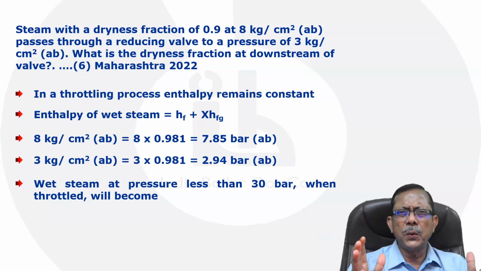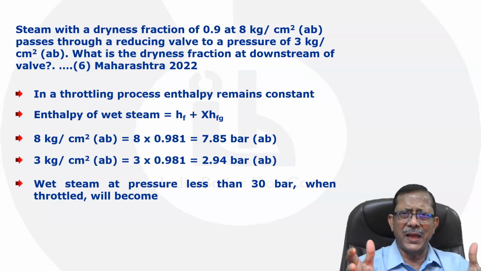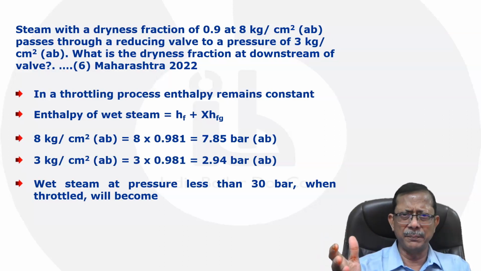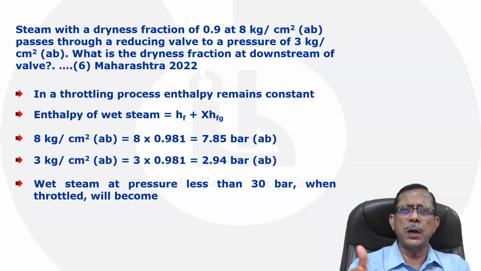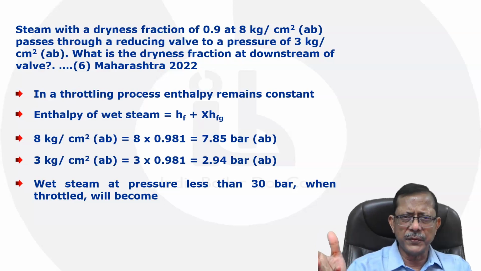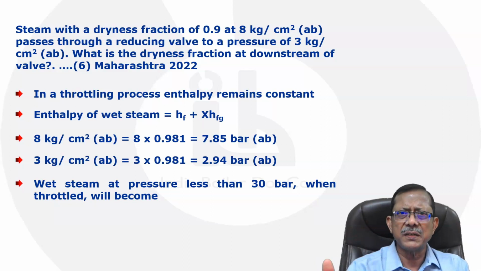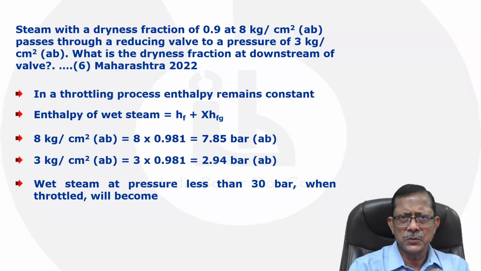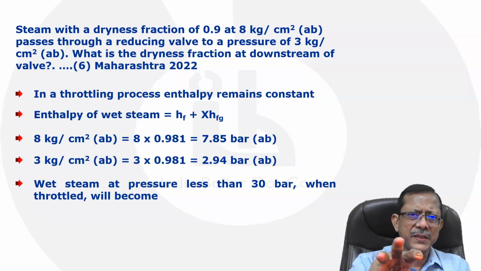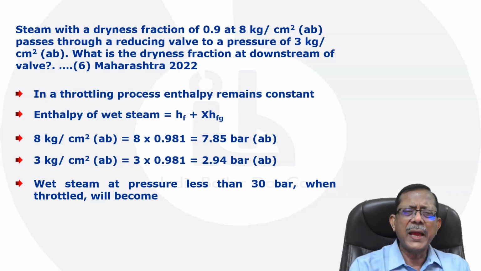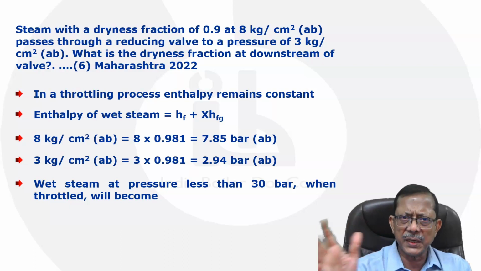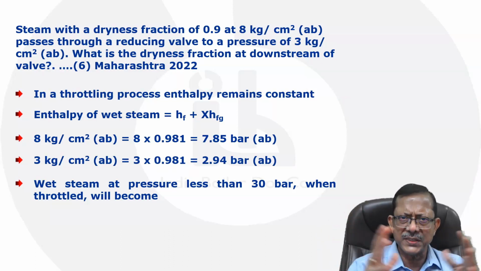Second thing you need to know is how to calculate the enthalpy of a wet steam, because they have mentioned it is 0.9 dry steam. That means it's a wet steam. So how to calculate the enthalpy of a wet steam? That is hf plus x into hfg. x is the dryness fraction. So we need to calculate the specific enthalpy of saturated water plus the dryness fraction times the specific enthalpy of evaporation. That will give you the enthalpy of a wet steam.